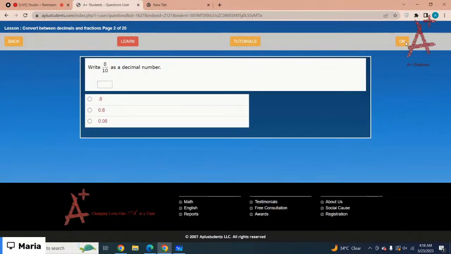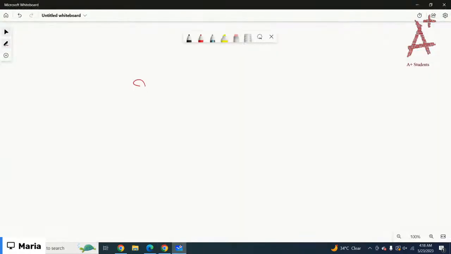Okay, write 8 over 10 as a decimal number. So how do we write 8 over 10 as a decimal? So you have 10. That means you have to move the decimal. Basically, the decimal point is here. You just move the decimal point one place left, so it would be 0.8. Got it? The correct option is 0.8.